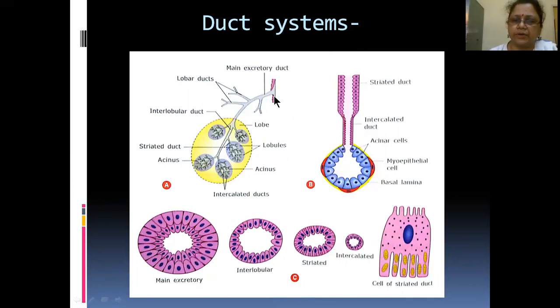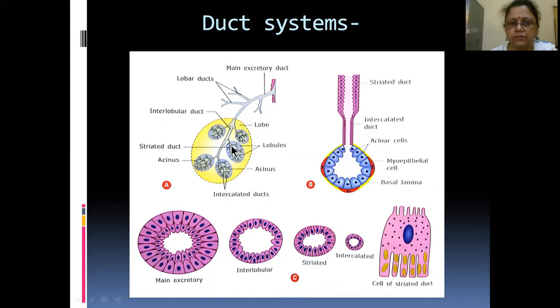So suppose this is the parotid duct, the main excretory duct. This is one area we have selected. This is the acinus, and the acinus pours its secretion into the intercalated duct. Then it will come like this, then the striated duct. So these are the interlobular ducts, and ultimately this is the interlobular duct.